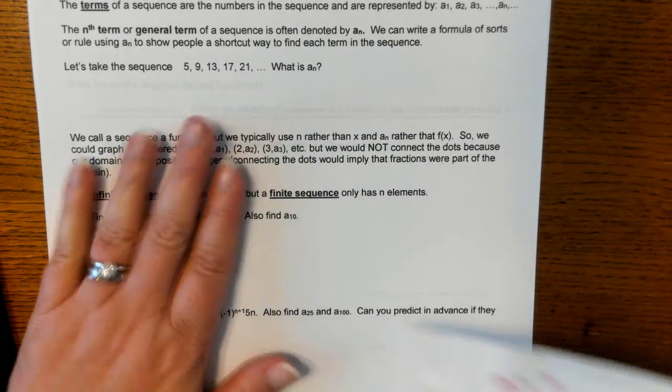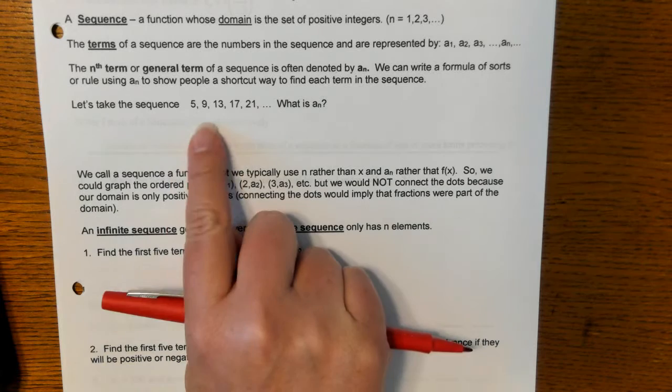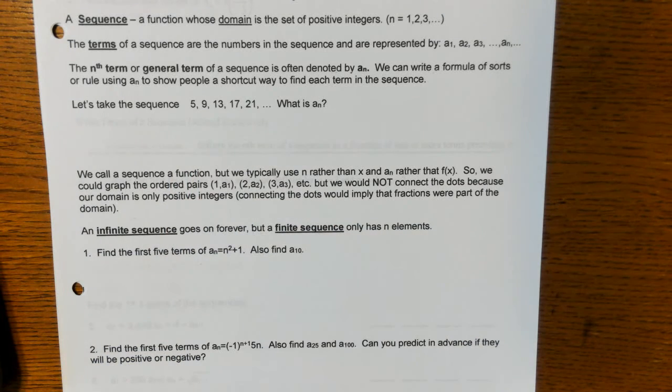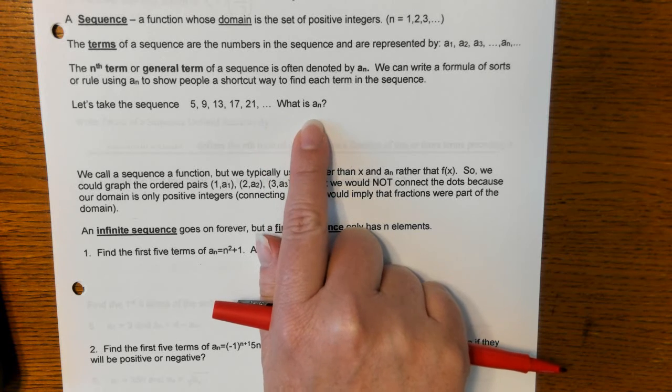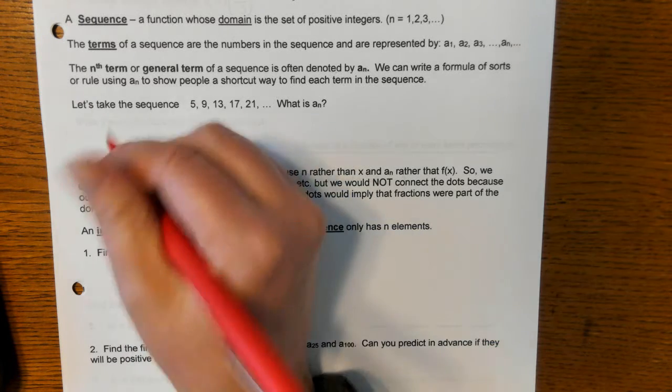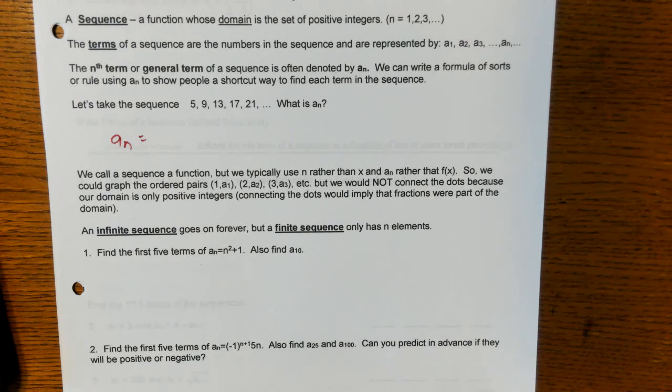Okay? All right, so let's take this sequence right here. 5, 9, 13, 17, 21, ... meaning the pattern keeps going. And they want to know what is a sub n. In other words, what is the formula for the nth term in this sequence? What's our formula? What's our process for finding any term in that sequence?